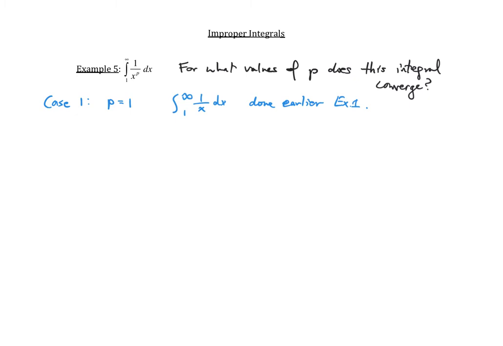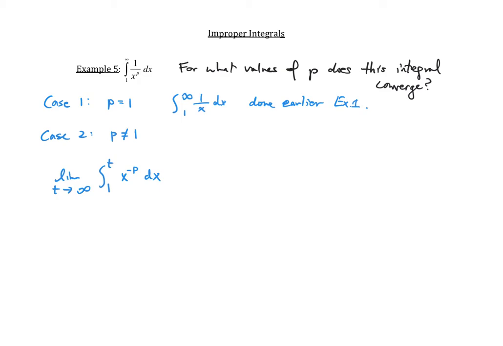Let's take a look at case 2. Case 2 is going to be the situation where p is not equal to 1. Okay, so let's take a look at this situation. As we know, we need to use a limit to evaluate the improper integral. So we're really going to integrate from 1 to some finite number t. Our integrand is going to become x to the negative p dx. And we're going to take the limit as that upper limit of integration goes to infinity.